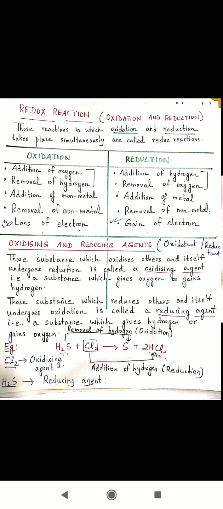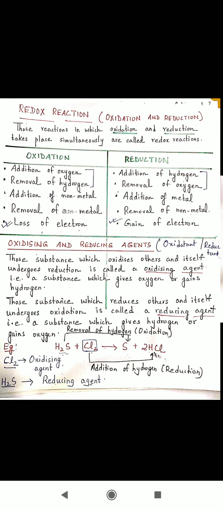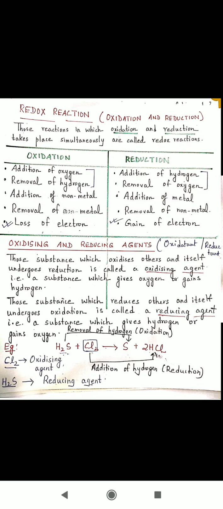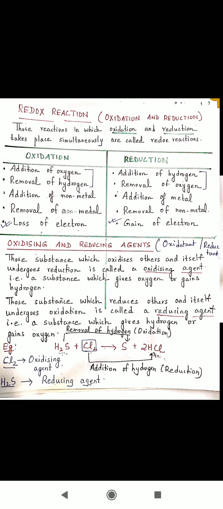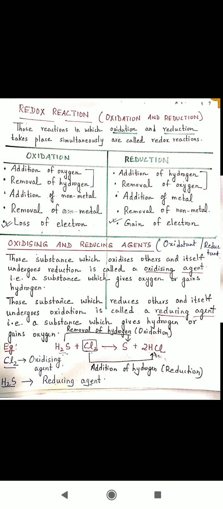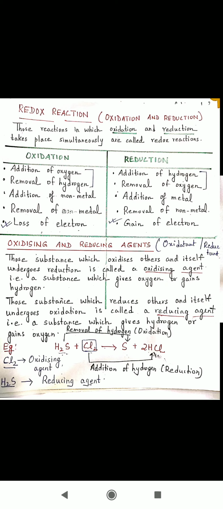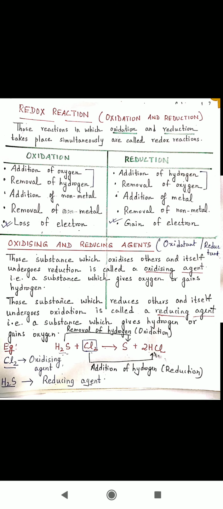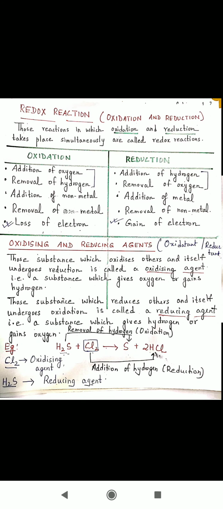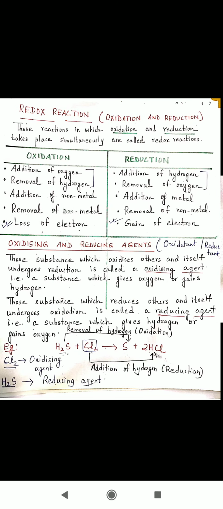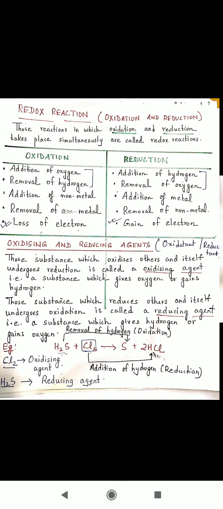Now children, remember, when we write a chemical equation we have reactants and products. Reactants means which is written on the left hand side of a chemical equation, and products are those which are written on the right hand side of a chemical reaction. When we identify any substance undergoing oxidation or reduction, it is always the reactant, not the product. For example, if H2S, that is hydrogen sulfide, reacts with chlorine gas, we obtain sulfur and hydrochloric acid.